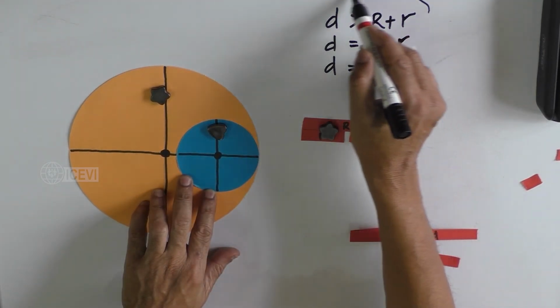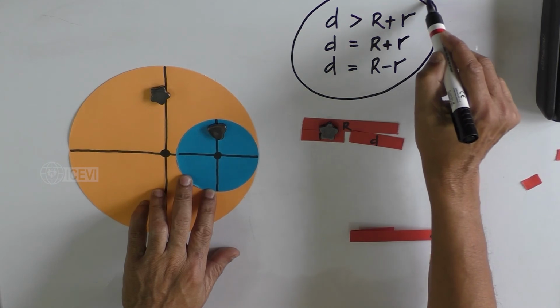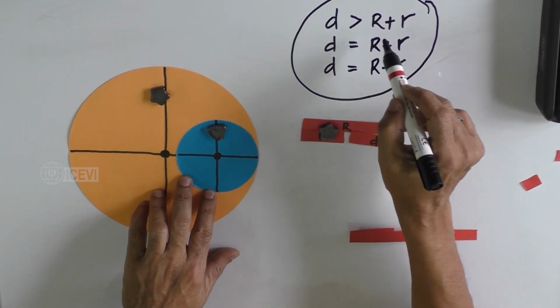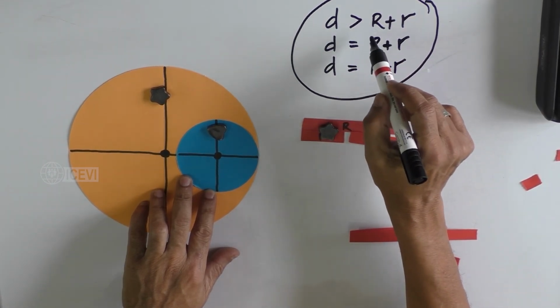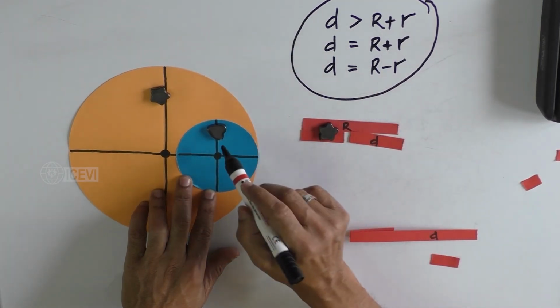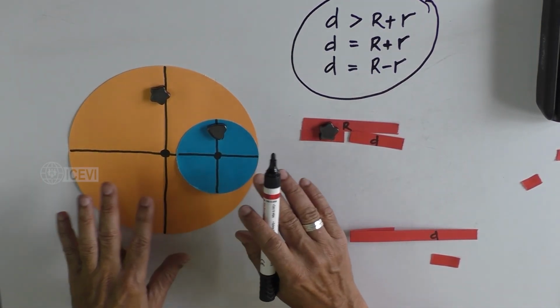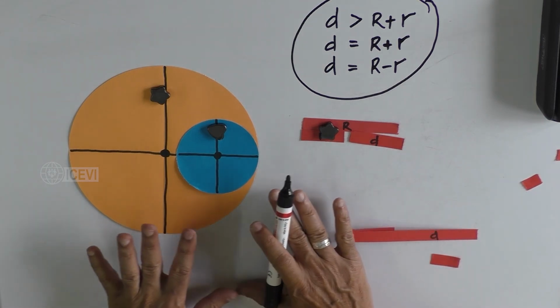So, with the relationship of the distance between the centers and the radius of the big circle and the small circle, you can find out whether they are touching internally, externally, or separate.